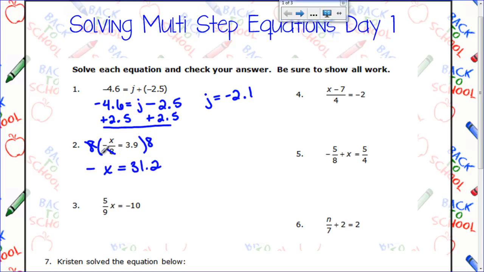And now I have this negative in front of this x. I'm not done because you aren't finished solving until you have a positive x remaining by itself. This negative in front of this x is the same thing as saying I have a negative 1x right here. The 1 is just invisible. We don't write it. And so to get x by itself, I would divide everything by negative 1. And so when I do that, I get that x is equal to negative 31.2.